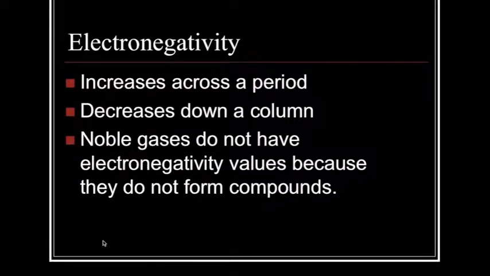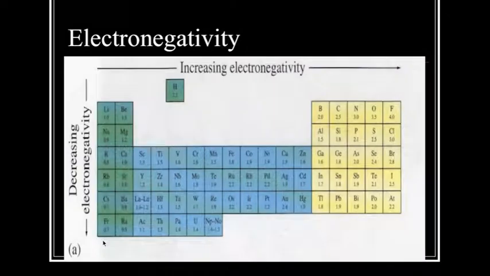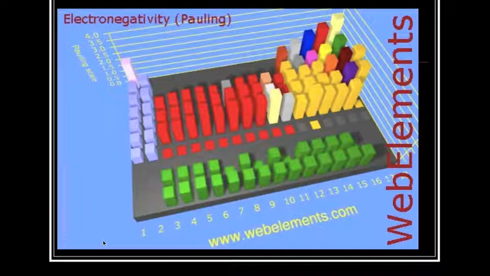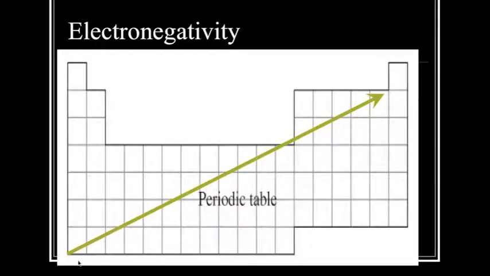And we see that it also increases across a period and decreases down the columns. The noble gases don't have electronegativity values because they don't form compounds. It increases toward fluorine and decreases as we move down. So the arrow that we would draw is exactly the same as for ionization energy and electron affinity. It increases as we go right and as we move up on the periodic table.